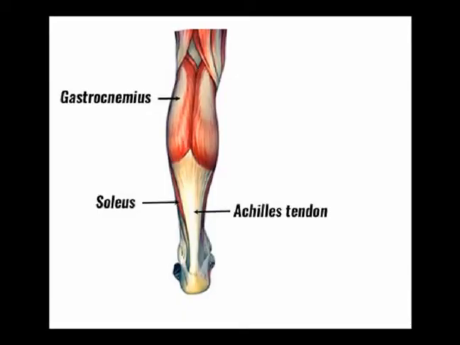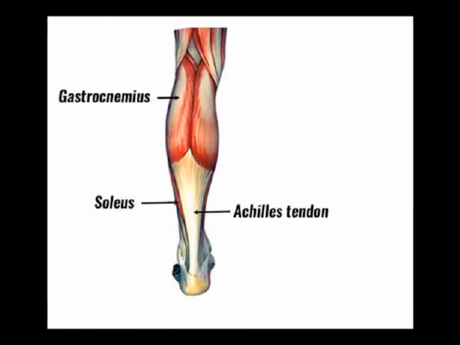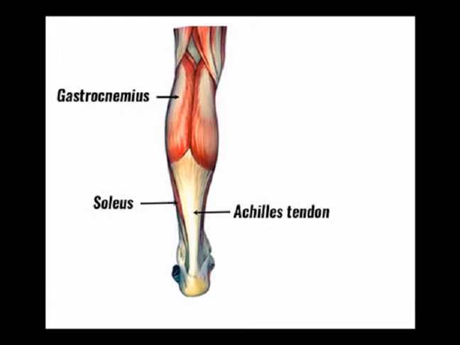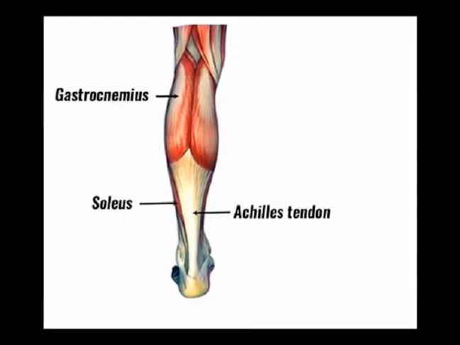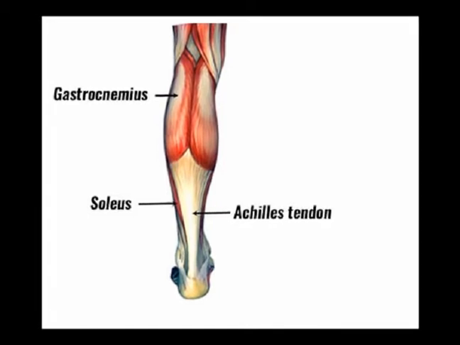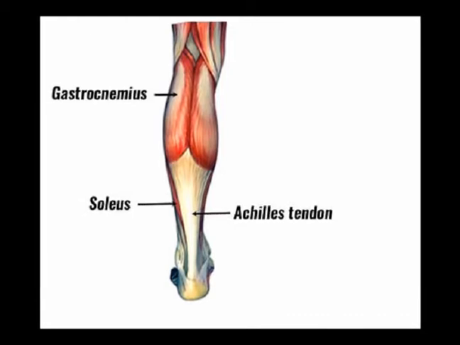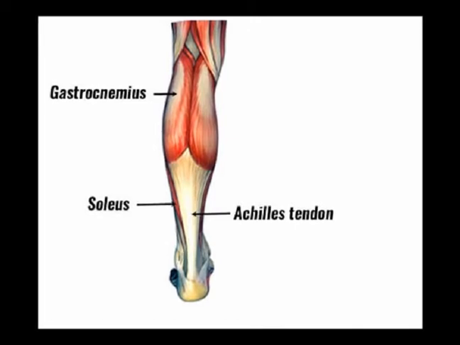The Achilles tendon is the strongest and largest tendon in the entire body. It connects the calf muscles, the gastrocnemius and the soleus muscle, to the heel bone. In medical terminology, the heel bone is named the calcaneus. So throughout this video, if I say calcaneus, you know I'm speaking about the heel bone. What the Achilles tendon does is it attaches the calf muscles, like I just mentioned, the gastrocnemius and the soleus muscle, to the calcaneus.